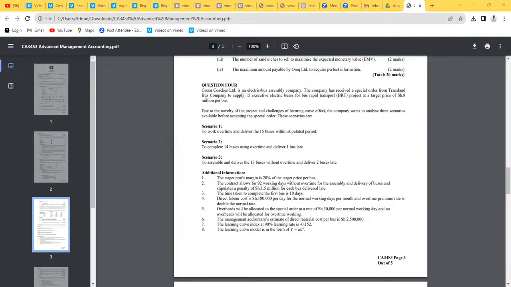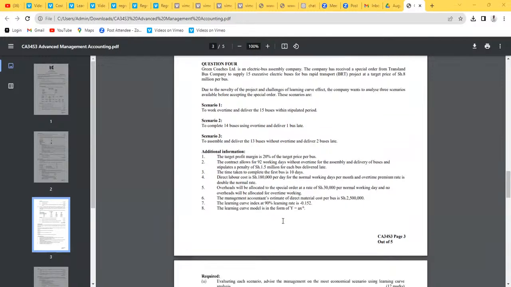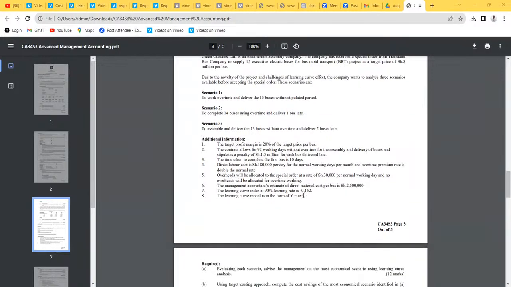The management accountant's estimate of direct material cost per bus is 2.5 million. The learning curve index is 90%. That is, the learning rate is negative 0.152. I think that figure is now familiar. The learning curve model is in the form of y equals a x raised to power b. If it is raised to power b, then x should be the cumulative, and y should be the average.